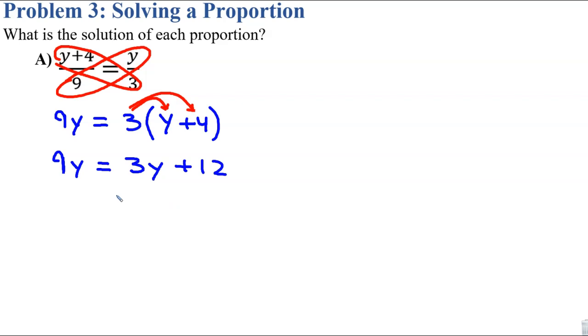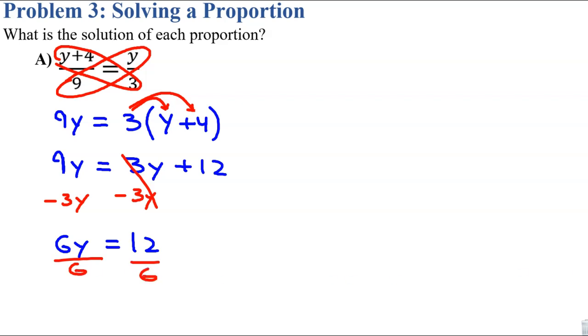So I'm going to subtract 3y from both sides of the equation. Okay, it's going to cancel the 3y on the right, leave me with a 6y on the left is equal to 12. And then I'll divide both sides by 6, which will give me y is equal to 2 for a solution of my proportion.